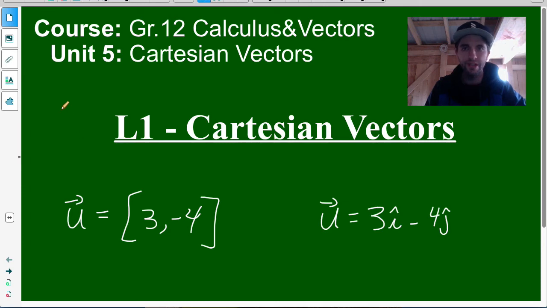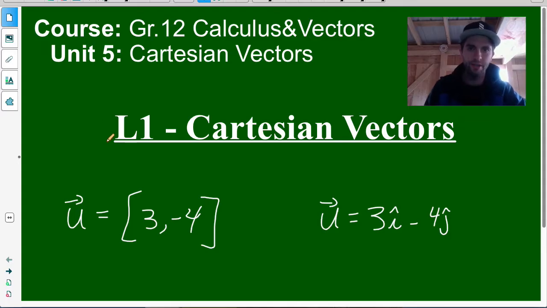This is the first lesson in the 5th unit in the Calculus and Vectors course. This is the second vectors unit, and the unit is called Cartesian Vectors. And the first lesson is going to be an intro to Cartesian vectors. We're going to learn how to express vectors algebraically.